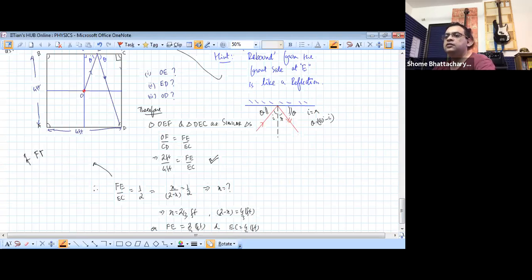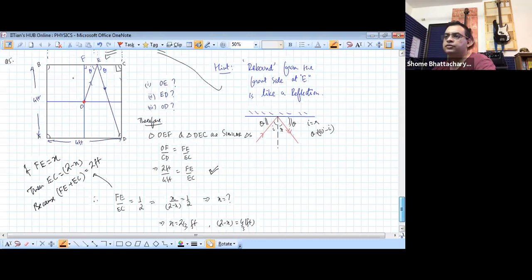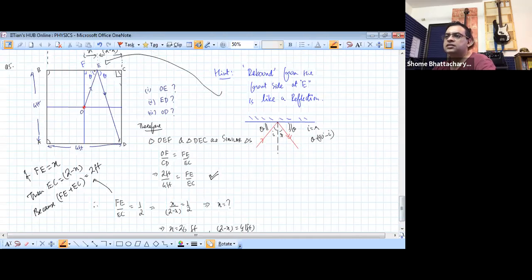if FE is equal to x, then EC will have to be 2 minus x. Why? Because FE plus EC is nothing but half the length of the side, na? So it is 2 foot. Just see in the diagram above, if this distance from F to E is x, then this distance from E to C has to be 2 minus x, na? Because what is total F to C? Half the side length. Is it clear now?